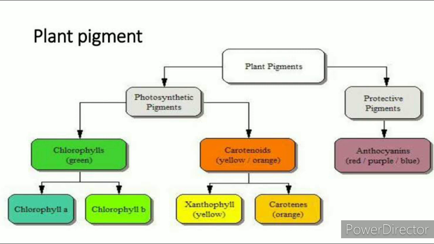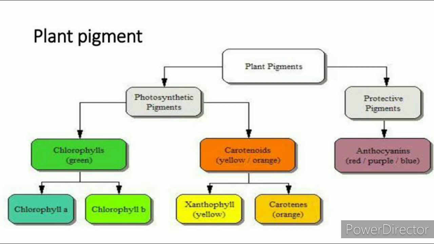So plants, as they are non-motile and get exposed to different environmental conditions, need a protective system, and these protective pigments provide such protection to the plant. They help in drought resistance, then antioxidants, etc. in the plant. An example for protective pigment is anthocyanin.